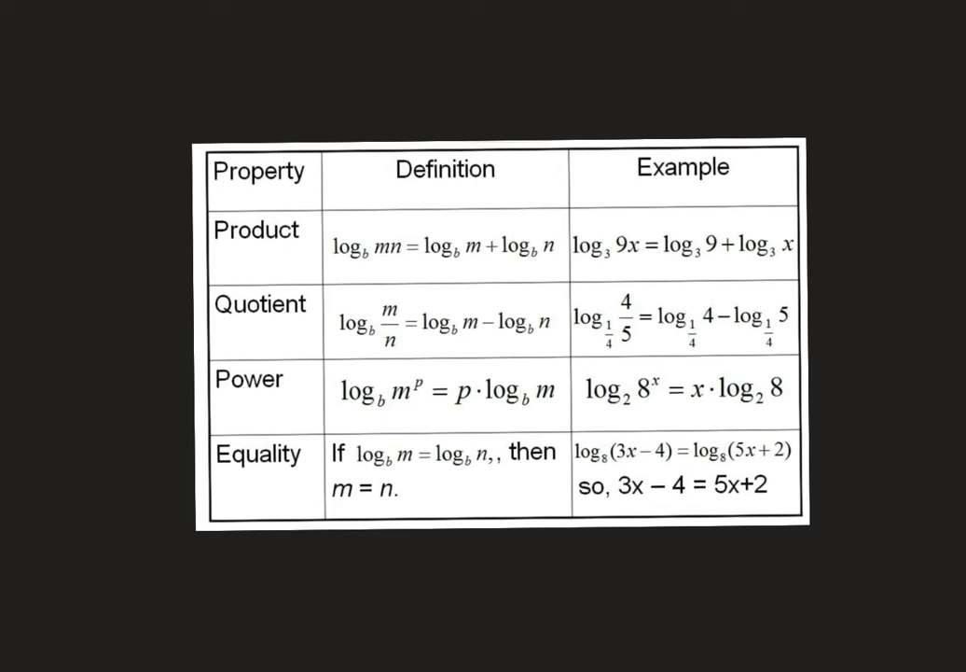Lastly, the property of equality just means that if you have the logarithm of the same base of two different variables and they're equal to each other, then the variables are also equal to each other. Notice that here it's given on the right examples that you're able to look at. So feel free to press pause and then take a look at them, but we will be going through some examples together. Okay, now we'll go into some examples.